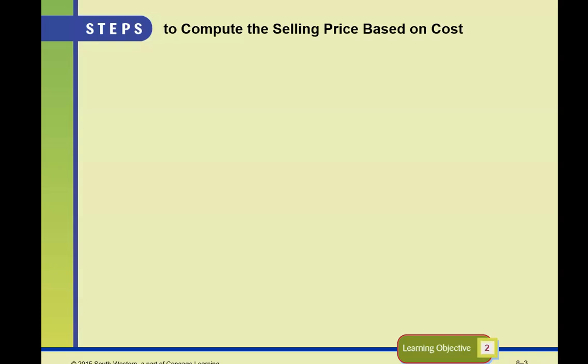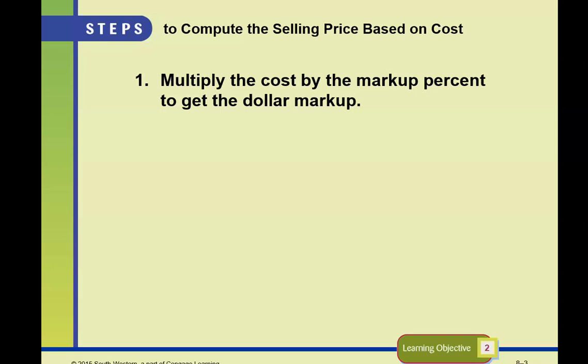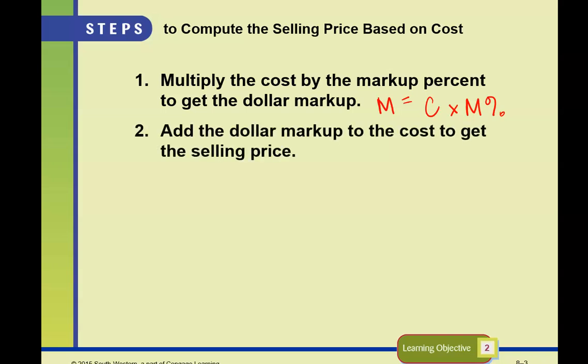The steps to computing the selling price, if it's based on cost, is to first multiply the cost by the markup percent, which will give you the dollar markup. The formula you can use here is M equals C, for cost, times M%. That's how you calculate the dollar markup, or your markup amount. To get the selling price, S, that's the markup amount, M, plus cost.